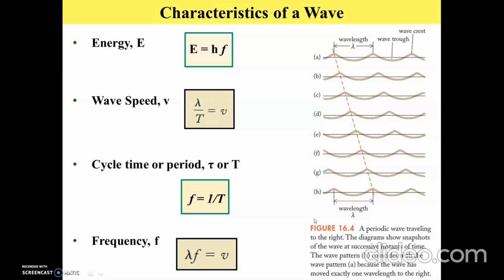So there are some formulas which you should be familiar with. For example, if you are finding the energy of the wave, you can write it as h times frequency. f here denotes the frequency of the wave, and h is Planck's constant, and the wave speed v is given by lambda over T, or you can write it as lambda times f, because frequency is 1 over the time period.